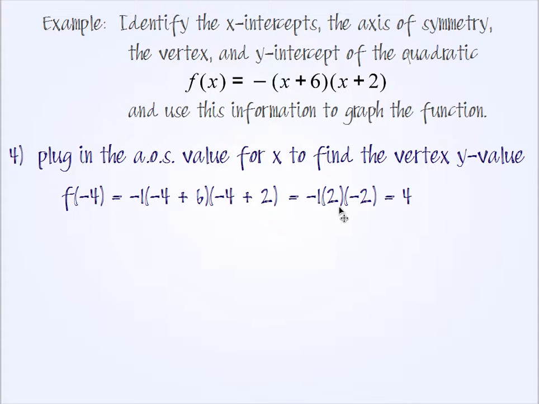-4 plus 6 is 2. -4 plus 2 is -2. When I multiply -1 times 2 times -2, that gives me a +4. So my y value of my vertex is a +4. So -4 that I plugged in and the +4 that I got out gives me my vertex.